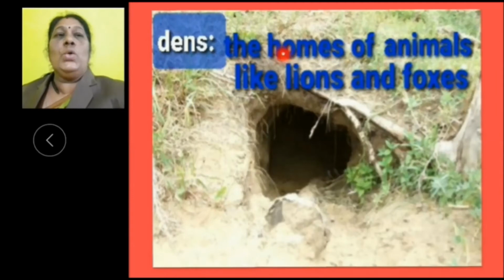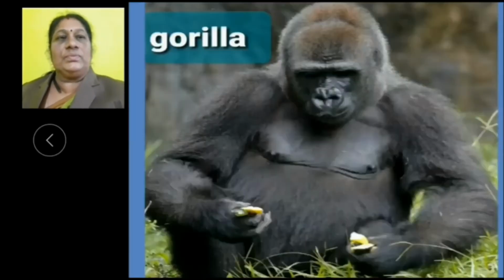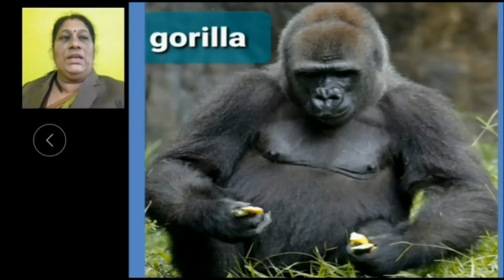Dens, the homes of animals like lions and foxes. What's the meaning of dens? The homes of animals like lions and foxes. The holes in the ground are called dens. Gorilla. You can see the picture of gorilla. It's a kind of monkey.